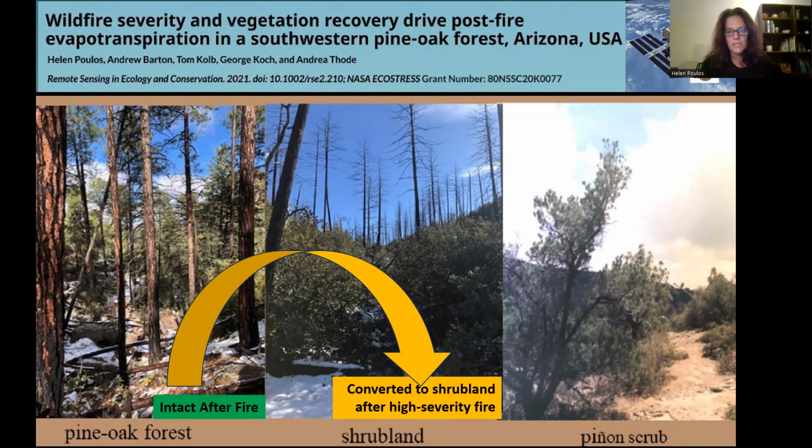And we don't really know much about what the post-fire water balance is like in these areas that have burned at different fire severities. And then we also have fires that have burned through a dry site specialist forest type, pinyon scrub.